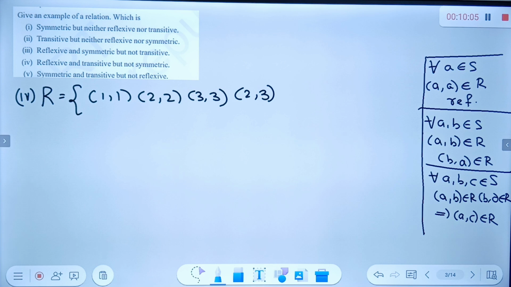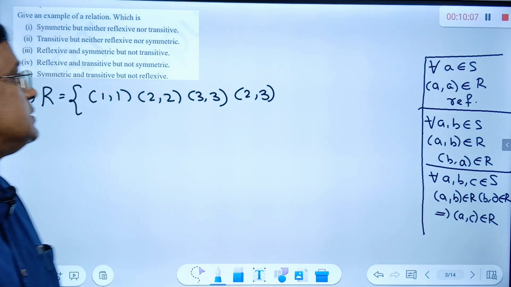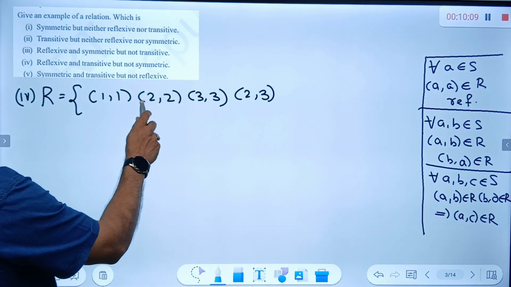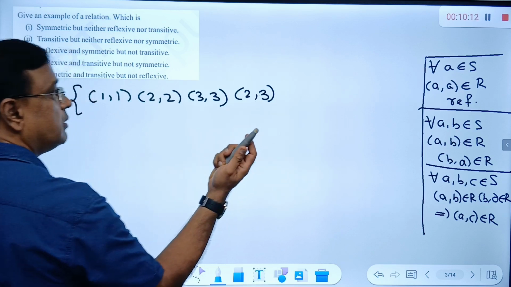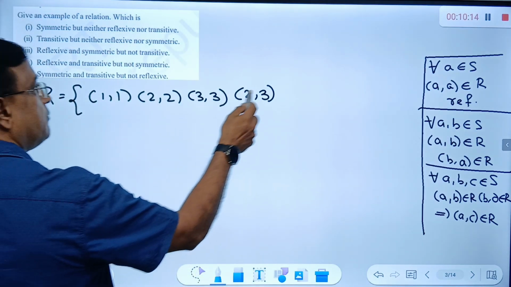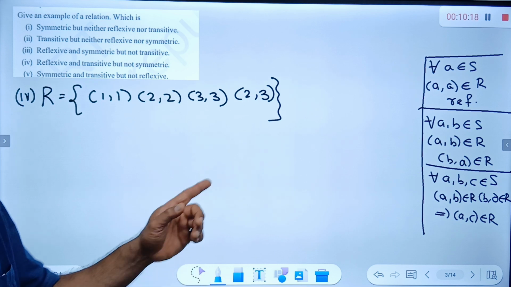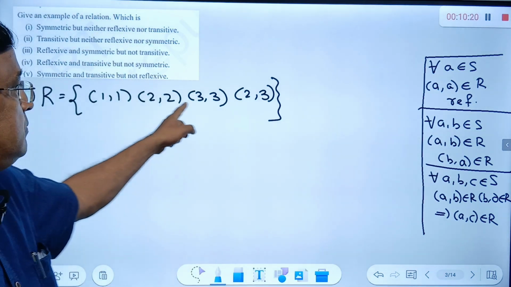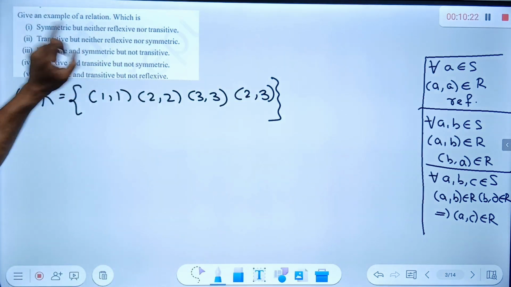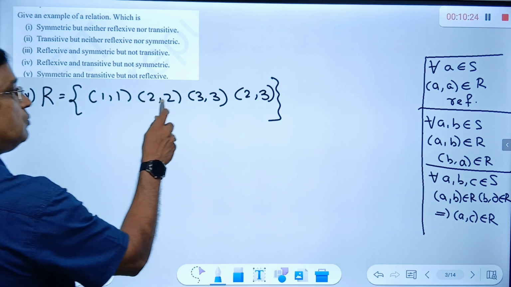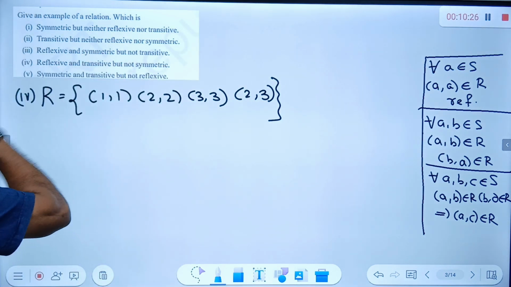Definitely no. Definitely it is not symmetric. Is it transitive? 2 comma 2, 2 comma 3. It works. So this is a very perfect example of a relation which is reflexive and transitive, but not symmetric. You see, 1 1, 2 2, 3 3 belongs to R, it is reflexive.